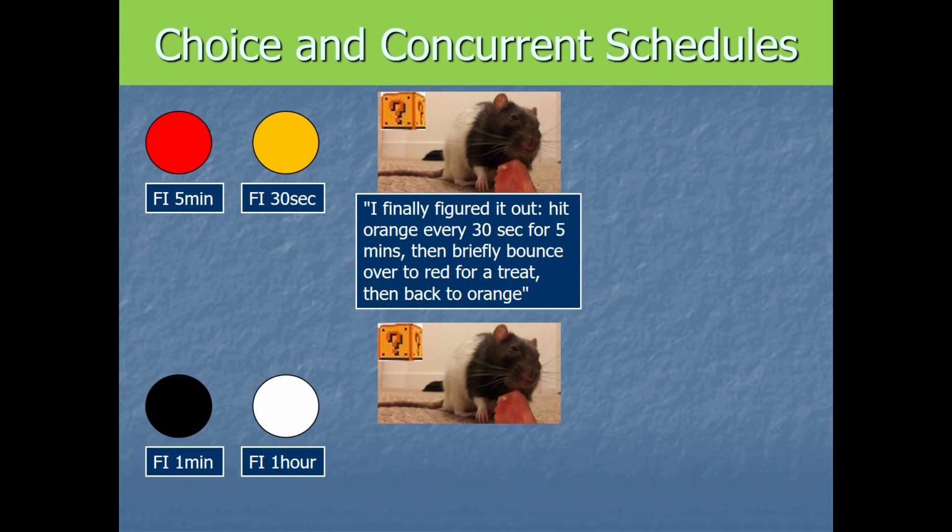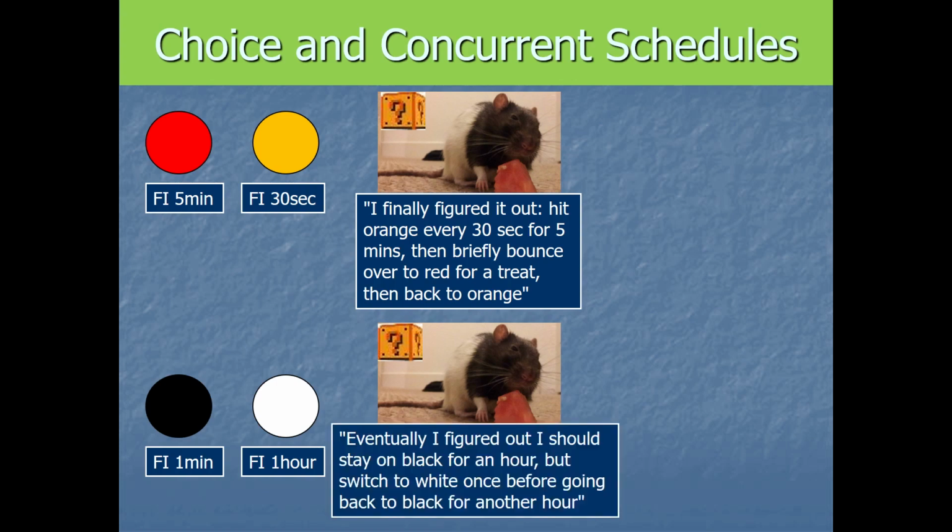Well, the black side is clearly the best place to be most of the time, right? Because you can pull the lever for a treat once every minute. But occasionally white works too. So what we see is the individual will mostly stay on the black side for an hour, but then switch to the white side once each hour, once in a while, before going back to black again.